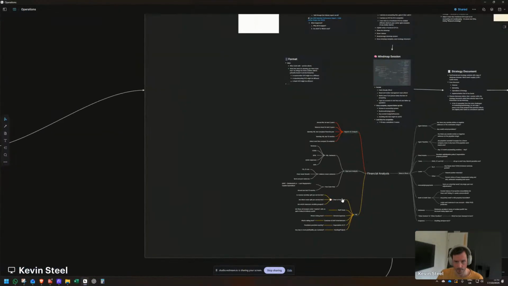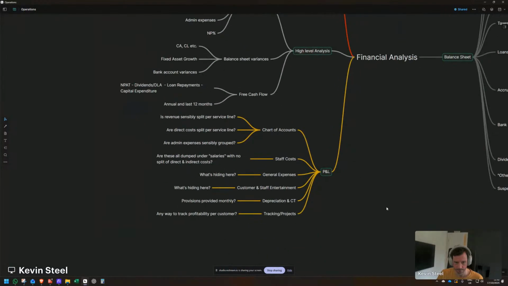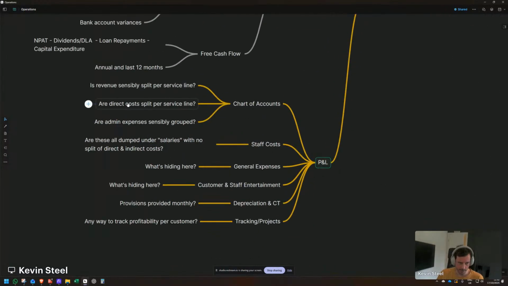So going back to where we were before, which was here. Chart of accounts, our direct costs split by service line, our admin expenses sensibly grouped, staff costs, similar to revenue. I quite often see all salaries dumped into one line with no split of direct or indirect costs. And if you're not splitting your direct salary costs and putting them as cost of sales, you're not tracking your gross profit margin correctly for the business. That happens for literally every client. I've never come across a client that has a sensible split of salaries between teams and direct and indirect costs.